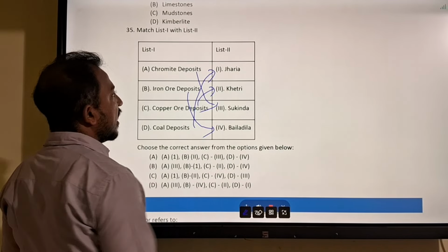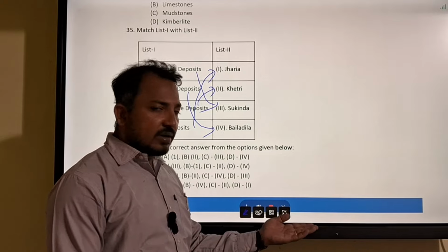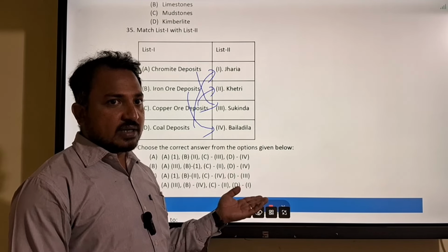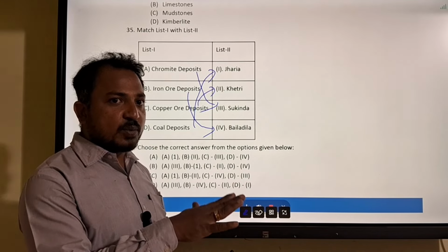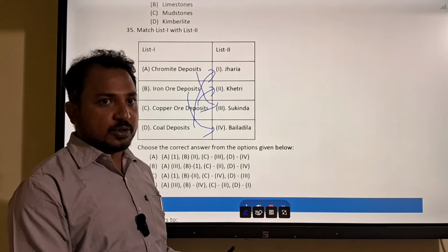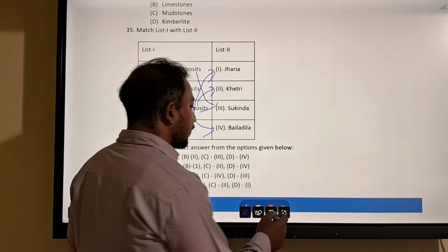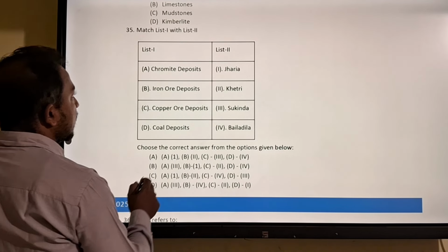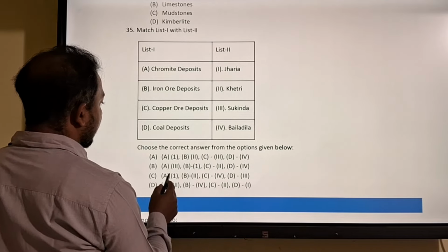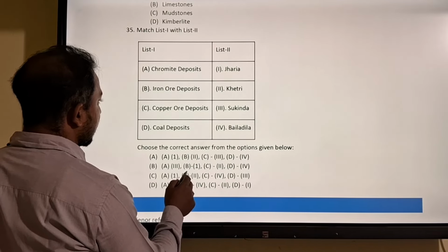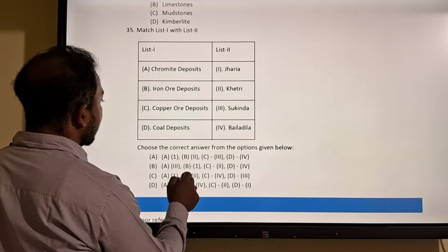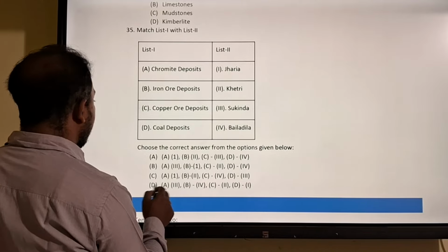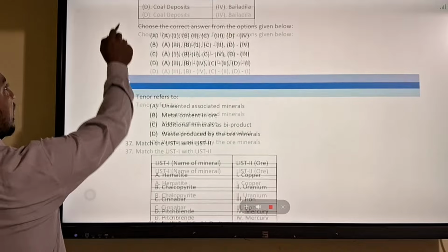Then coal deposit in Jharia. In the next section of questions, I gave the coal deposits, all the coal deposits in India, so that will be helpful. So see what will be the answer. Chromite deposit Sukinda, A third. There are only two options with A third, and B is not that, so B fourth, that means the answer will be D. Answer will be D.